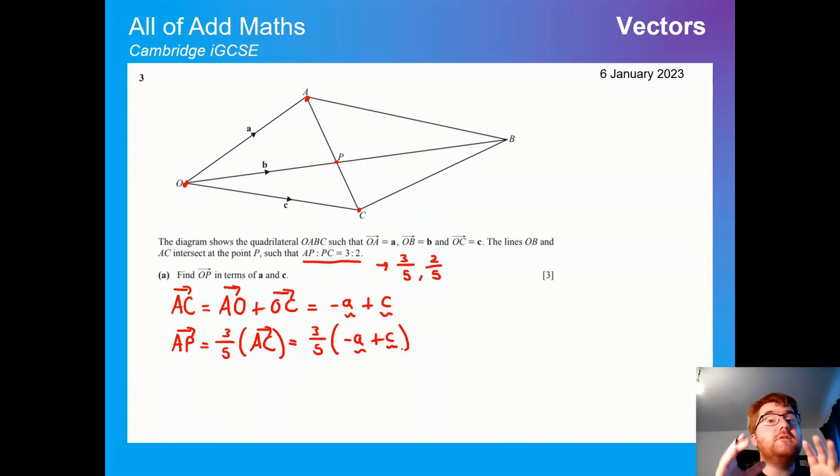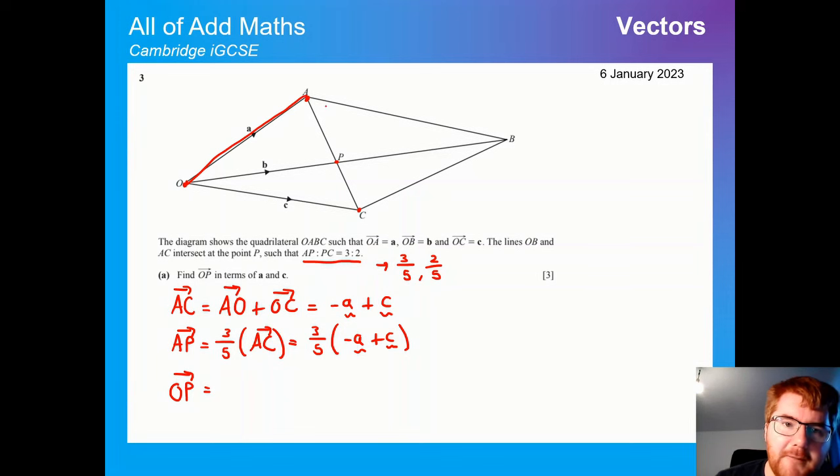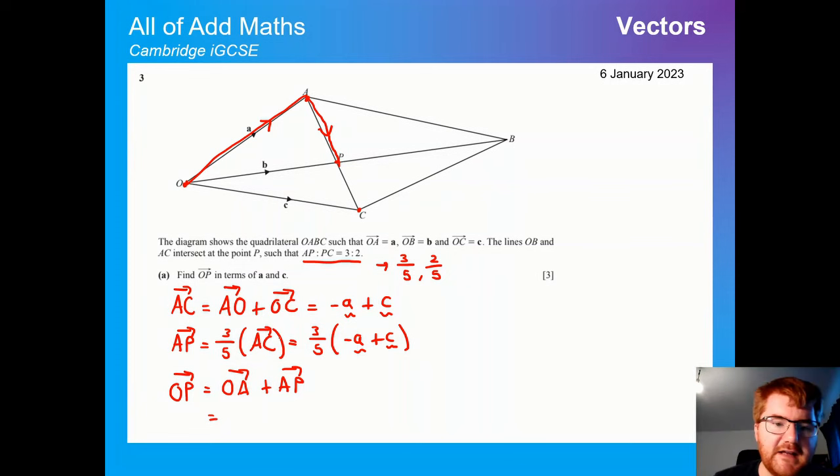Now we've got all the basics to work out what we want, which is the vector OP. To go from O to P, we go from O to A, following this line up to here, and then we go from A to P, in these directions. So the vector OP is the same as OA and then AP. Notice how I've broken down this question to make it easier to work out. The vector OA, we're told in the question, is just equal to A, and AP is what we worked out here, so 3/5 of minus A plus C.